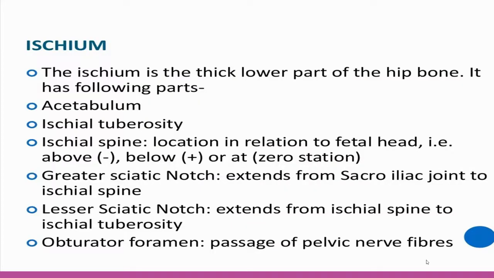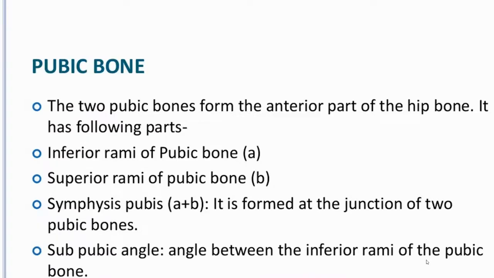Now we'll see the ischium, the thick lower part of the hip bone. It has the following parts. These are the acetabulum, ischial tuberosity, and ischial spine, which is used for locating the fetal head, and the greater sciatic notch that extends from the sacroiliac joint to the ischial spine, the lesser sciatic notch that extends from the ischial spine to the ischial tuberosity, and the obturator foramen for the passage of the pelvic nerve fibers.